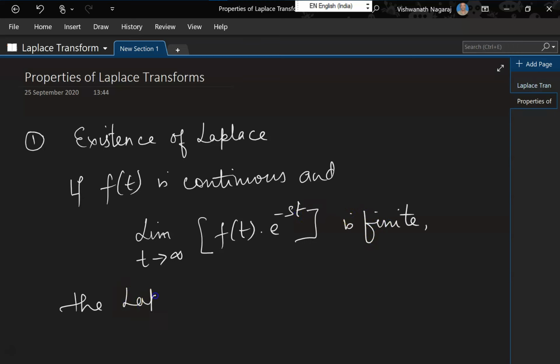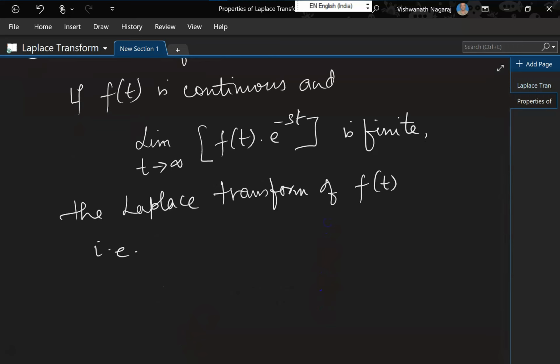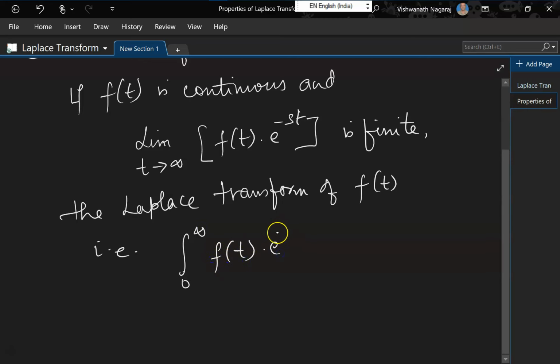the Laplace transform of f of t, how do we write it? We write it as the integral from 0 to infinity of f of t times e to the power of minus st dt, and it exists for s greater than a.